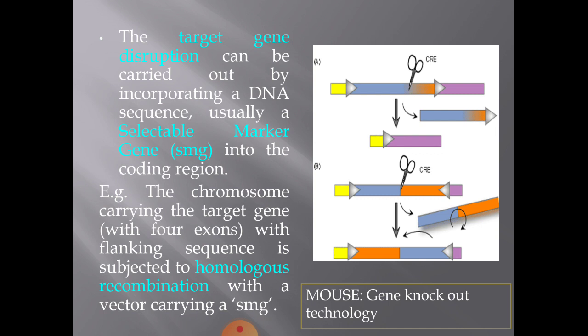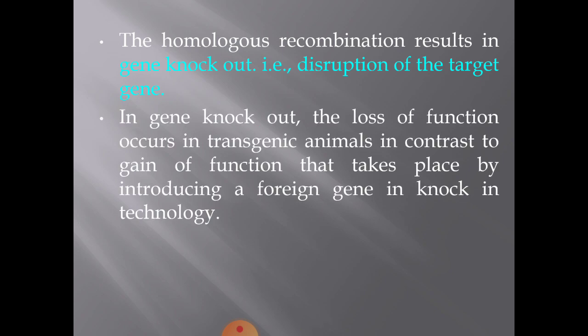So in this technique, loss of function occurs, in contrast to the gain of function that takes place by introducing a foreign gene in knock-in technology. So this is what exactly is done in knockout technology. The homologous recombination results in knockout, that is, disruption of the target gene. There is loss of function in contrast to the gain of function in the transgenic mouse generated by knock-in technology.